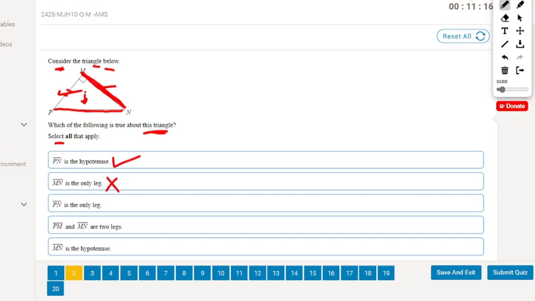PN is the only leg, wrong answer. PM and MN are two legs, right answer. MN is the hypotenuse. No, the hypotenuse is PN.